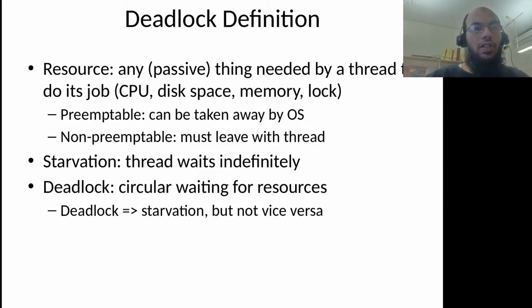It's basically if you have resources that are contended and there's just not enough of them. Any passive thing needed by a thread to do its job is a resource, of course. And a deadlock basically occurs when you have circular waiting for the resources.